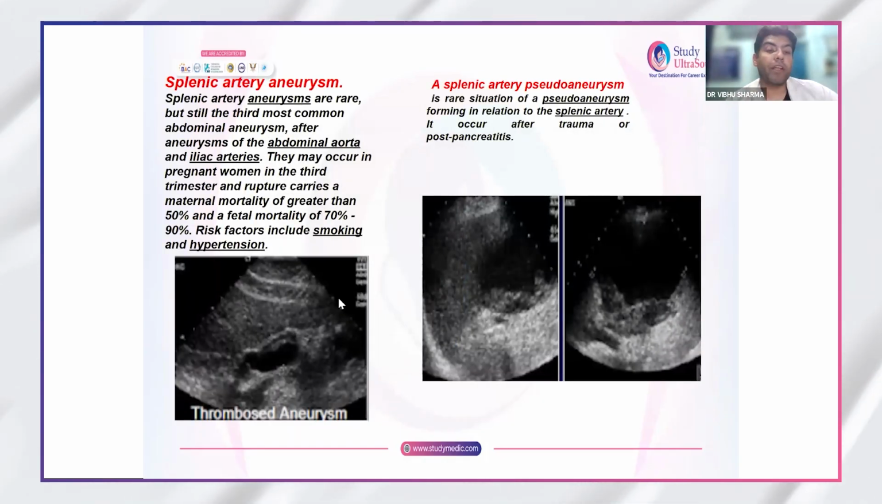Vascular anomalies like splenic artery aneurysms can be there. You can see false pseudoaneurysms or splenic artery aneurysms. They are rare, but the third most common abdominal aneurysm after the aorta and iliac arteries. They may occur in pregnant women. In the third trimester, rupture can cause mortality in the pregnant female. The risk is more than 50%, and risk factors include smoking and hypertension.